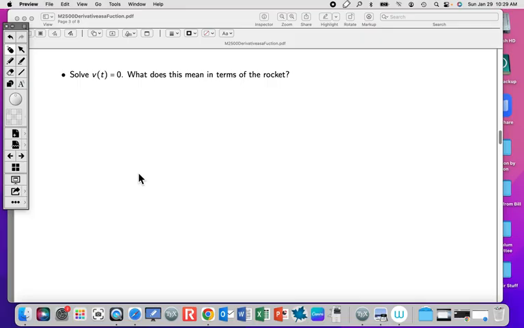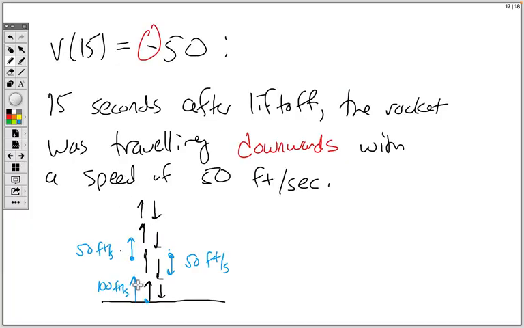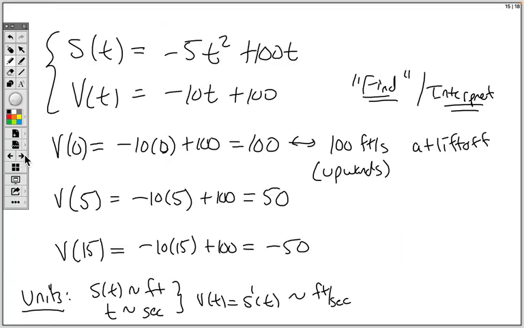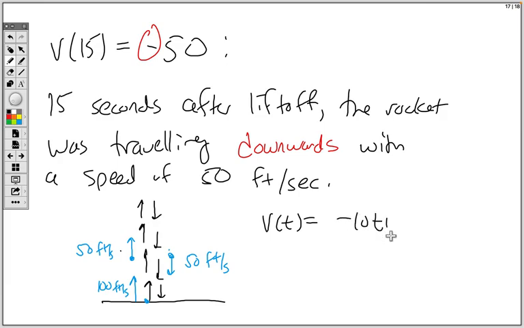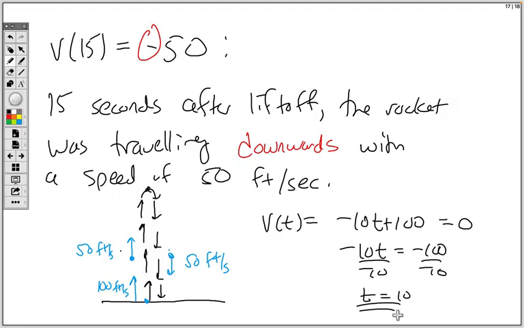Solve v of t equals 0, and what does this mean in terms of the rocket? So we've got a positive velocity and then a negative velocity. So if I look at my velocity v of t, negative 10t plus 100, when it turns around, it's neither traveling up nor traveling down. So when it turns around, the velocity is actually 0. And we can solve for that. t equals 10. So that means that 10 seconds after liftoff, the velocity is 0. So 10 seconds after liftoff is where the rocket turns around.